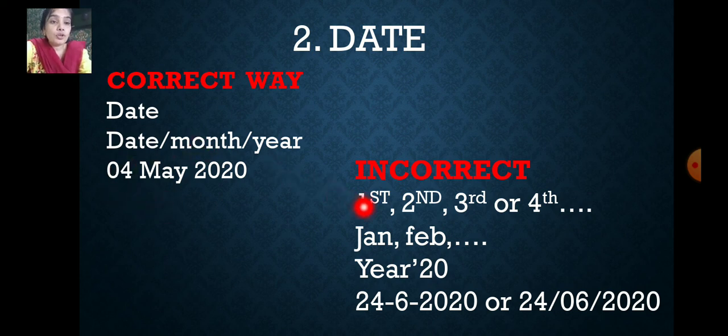You are not going to use short forms, capital letters, or short forms of spellings. And you are not going to write the date like 24-6-2020 or 24-06-2020. This is the wrong format. The correct format of writing the date is date, month, and the year.